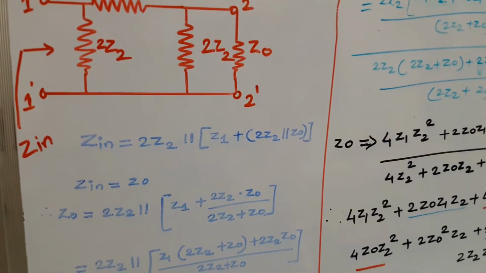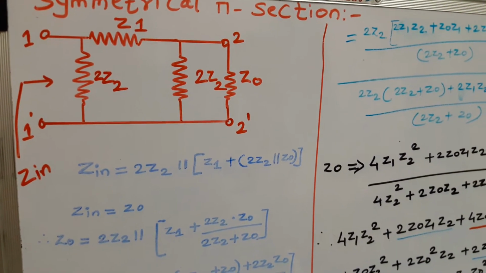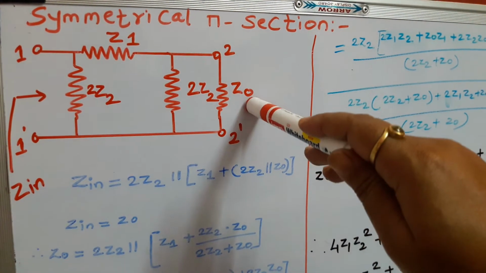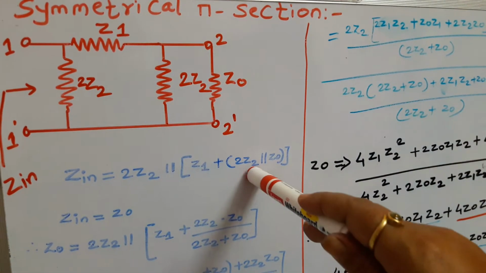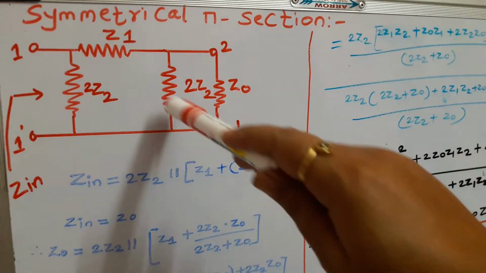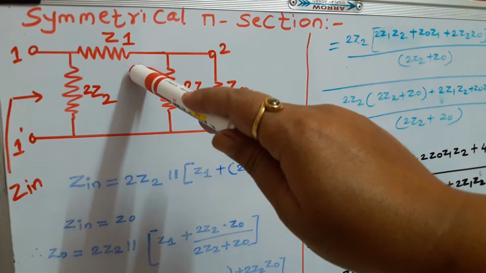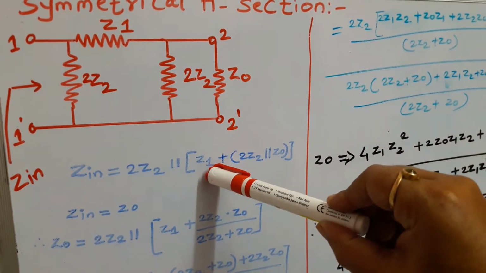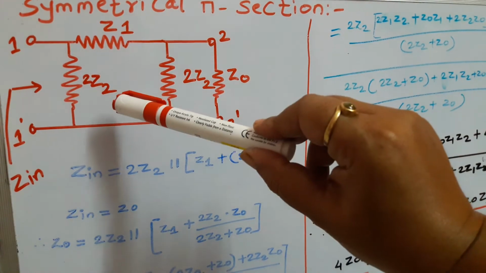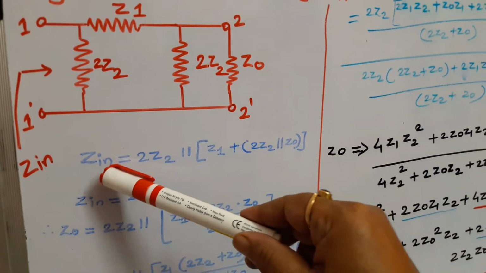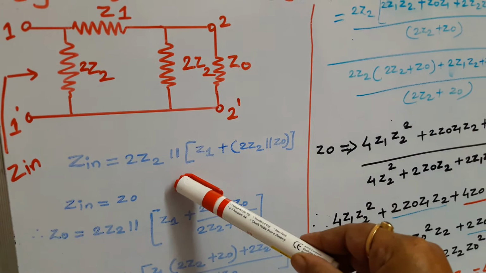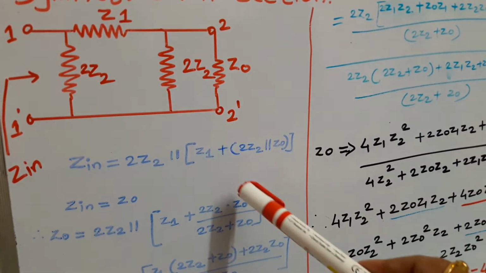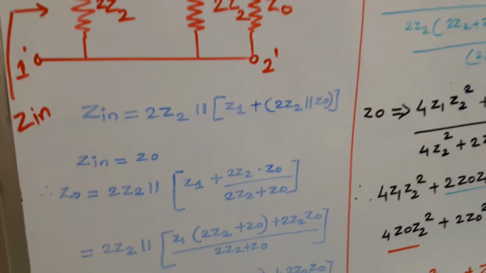By applying the concepts of series and parallel to this entire network, twice Z2 is in parallel with Z0, and this combination is in series with Z1. Z1 will be added here, and this entire combination will be in parallel with twice Z2. So we will have Zin equal to twice Z2 in parallel with the series Z1 plus this combination. One by one we will concentrate on this.